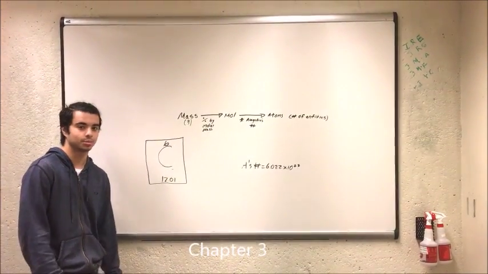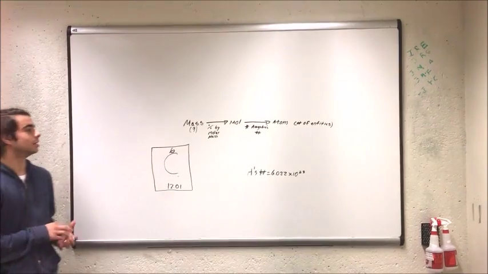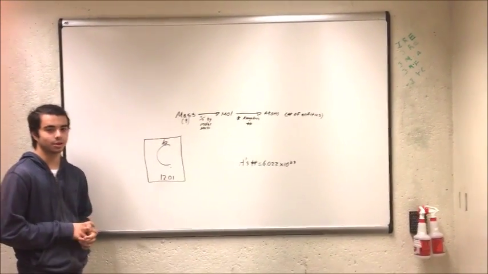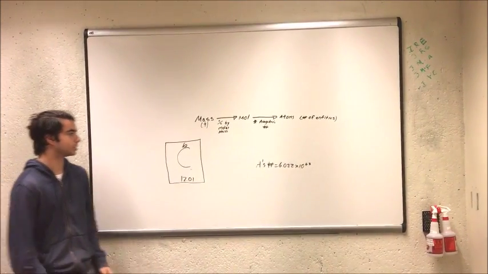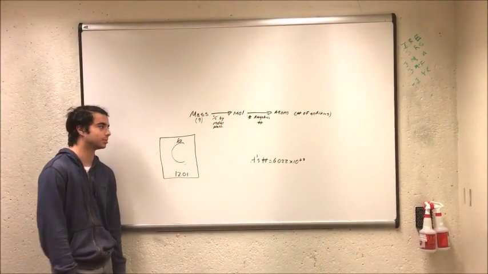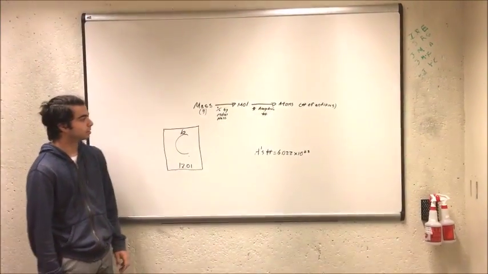Hi guys, my name is Michael and I'm here to talk to you about chapter 3, which deals with stoichiometry. I'm here to specifically talk to you about the mole. The mole is the SI unit for the amount of substance of something, and it's unique because it represents not only the mass of a particular substance, but the number of atoms in it as well.